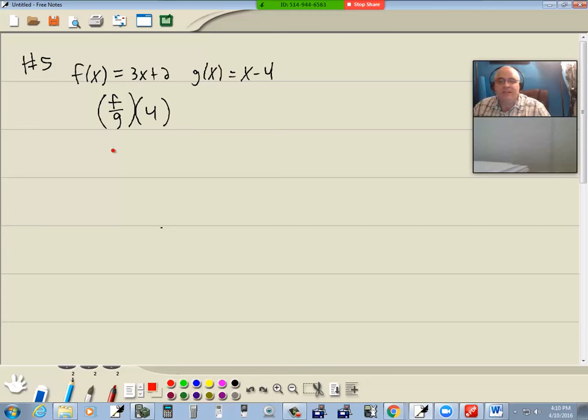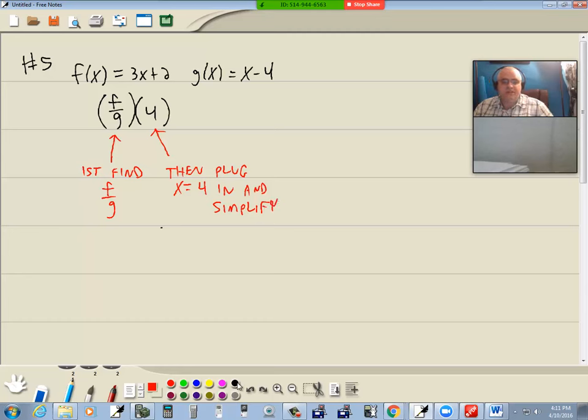What this says, this is not multiplication, this is function notation. This says first find f divided by g, and then plug x equals 4 in and simplify. So that's what that notation is indicating.